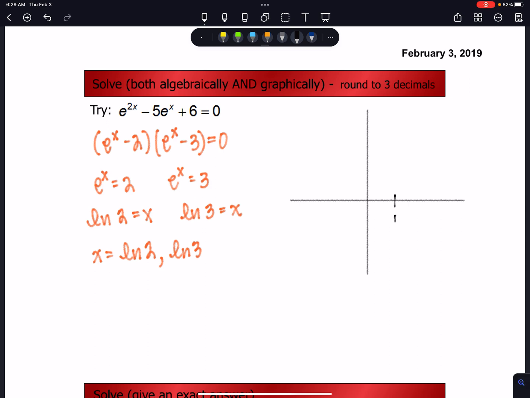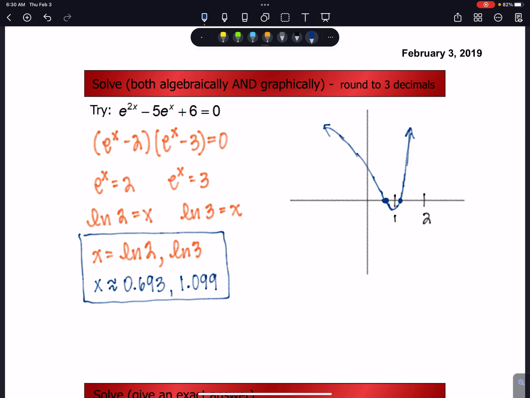I do have faith that you can put this into your calculator. And you should have gotten an x-intercept a little bit past 1 and a little bit past 1/2. And this one comes around like this, and it does something like that. So we get x is approximately 0.693, which is equivalent to natural log of 2, of course rounded, and 1.099. So there are our answers in two different forms.